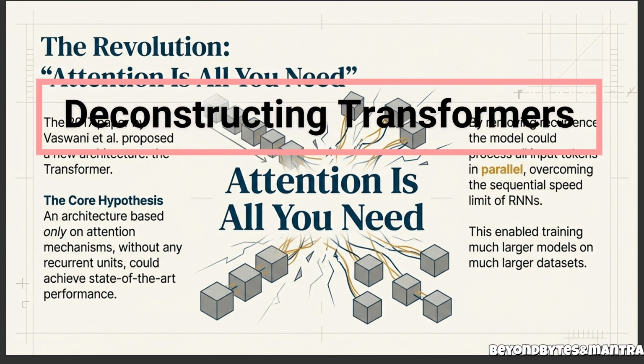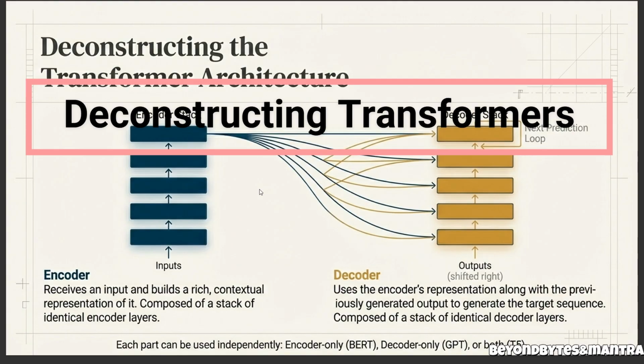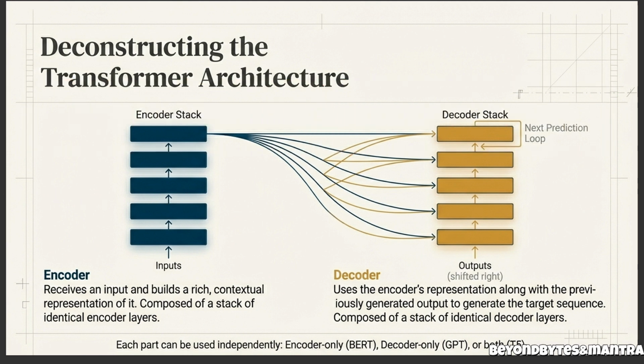Now let's deconstruct the transformer architecture. The transformer has two engines, the encoder and the decoder. The encoder builds a contextual map of the input. The decoder uses that map plus previously generated tokens to produce the output. This modularity gave rise to specialized models. Encoder only designs like BERT for understanding, decoder only designs like GPT for generation, and encoder-decoder hybrids like T5 for translation and summarization.